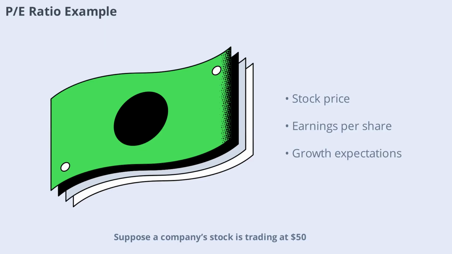Suppose a company's stock is trading at $50 per share and its earnings per share are $5. The PE ratio is $50 divided by $5, which equals 10. This means investors are willing to pay $10 for every $1 of earnings. Comparing PE ratios across companies helps investors spot growth opportunities or potential bargains. Next, let's look at the price-to-book ratio.